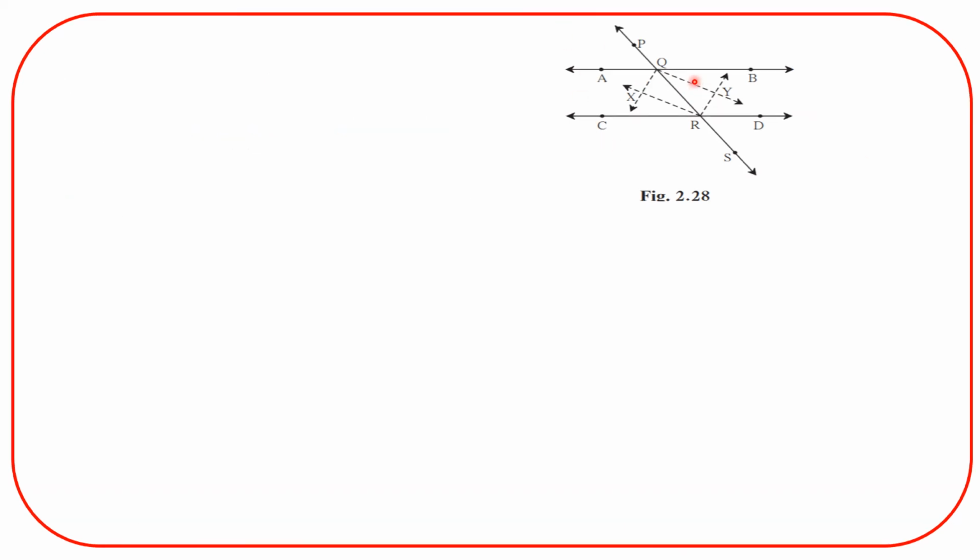Here we draw the figure. Quadrilateral QXRY is a parallelogram. We already proved it. And angle XQY is equal to angle XRY is equal to 90 degrees. This we also proved. This angle is equal to this angle, 90 degrees. We call this statement number 7.